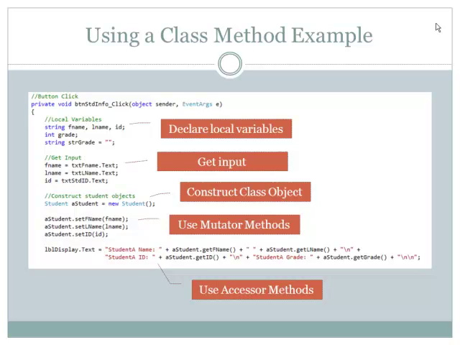So in this example, I took this from the student class. In my button click, I have declared local variables that are going to hold the information that I get from the text boxes. So it's going to get the input. Then I have a constructor. It's using just a basic constructor, the default, with no parameters. And then I'm using mutator methods to actually change the information for the A student object.